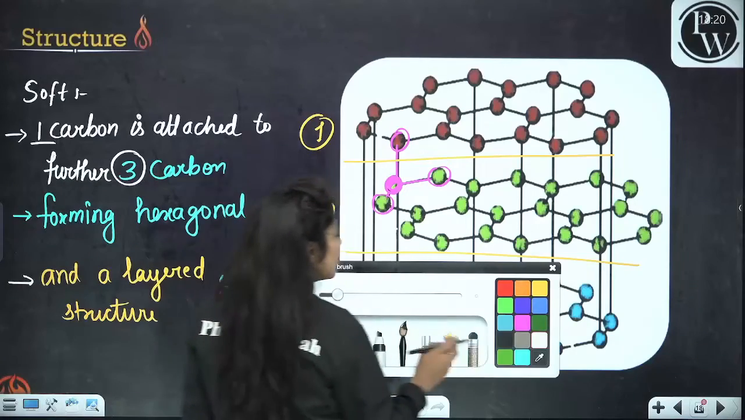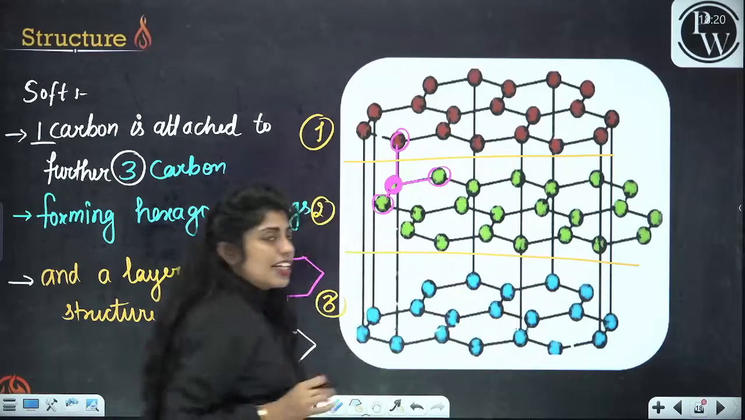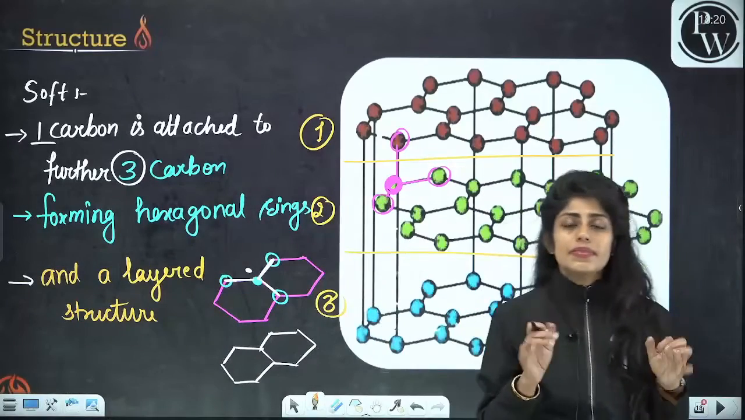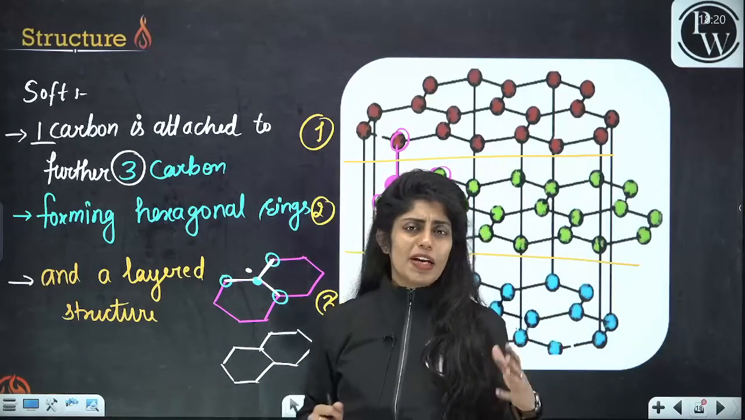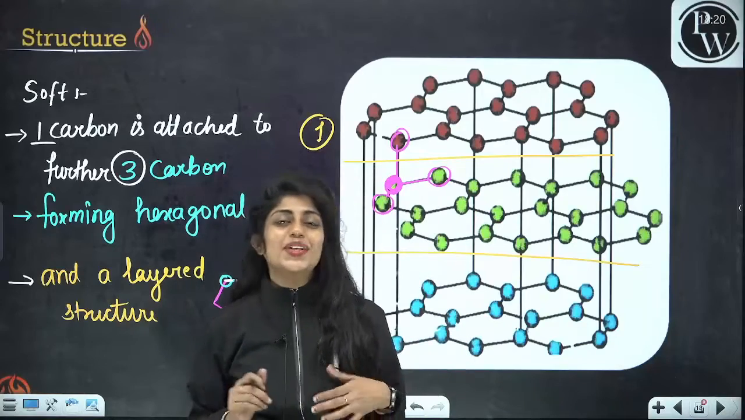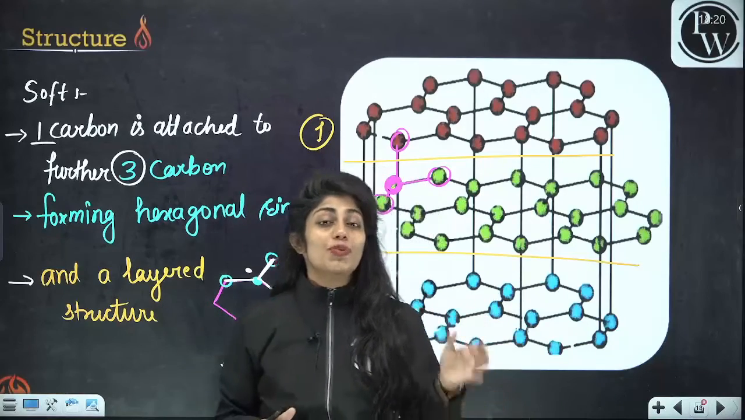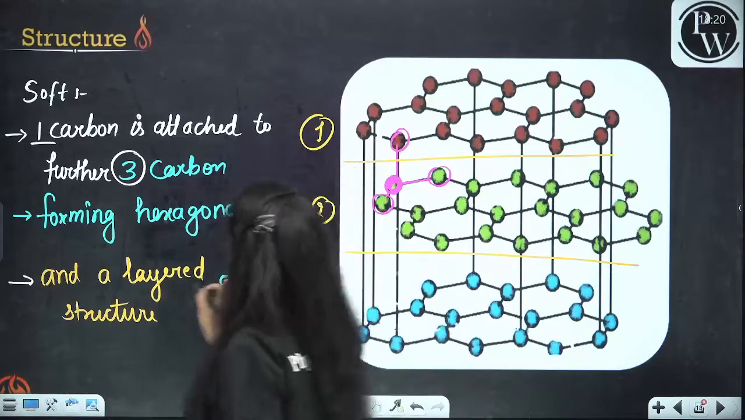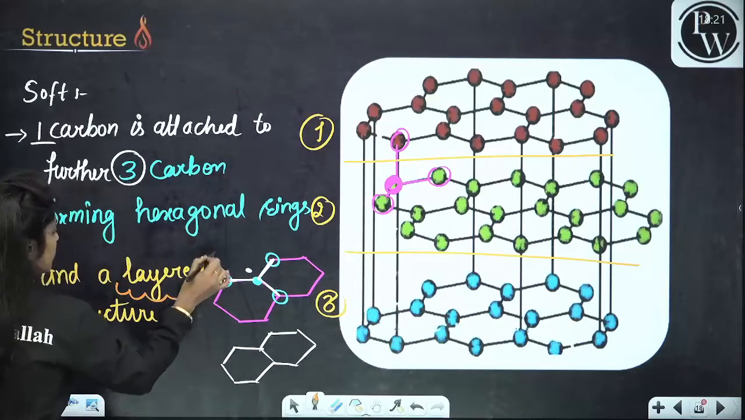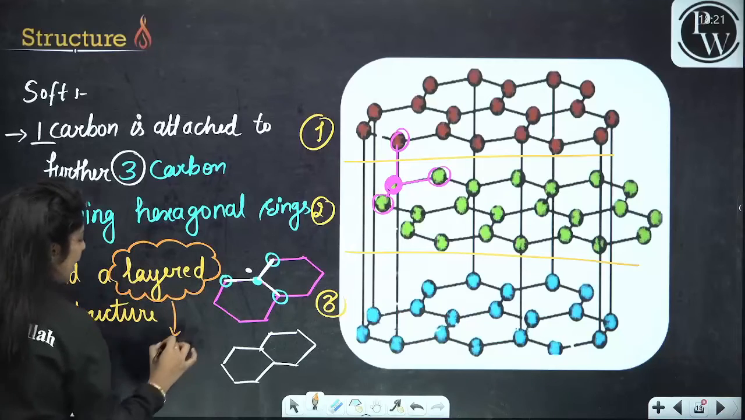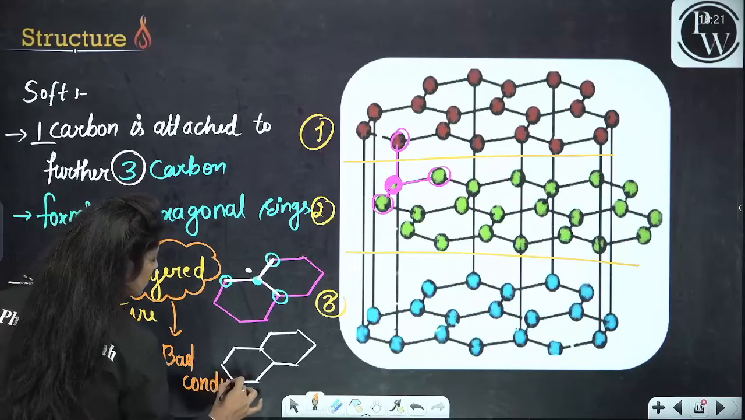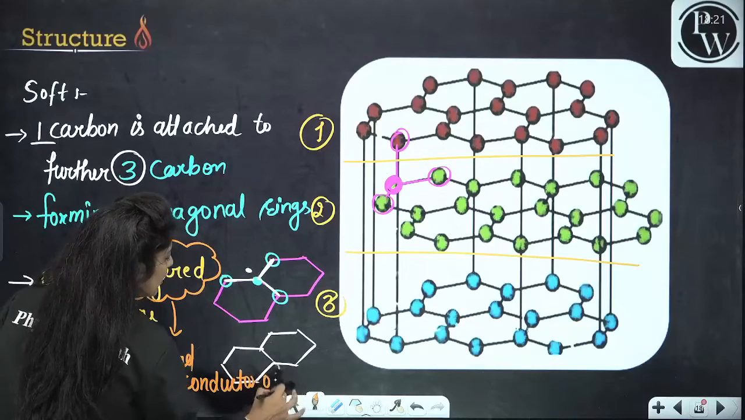In this class, you can be satisfied with this explanation. Now, if I talk about the conduction of heat, why is it a bad conductor of heat? So basically, you can understand for conduction of heat, we require a continuous channel. But here we have the layered structure. So that's why it is a bad conductor of heat.